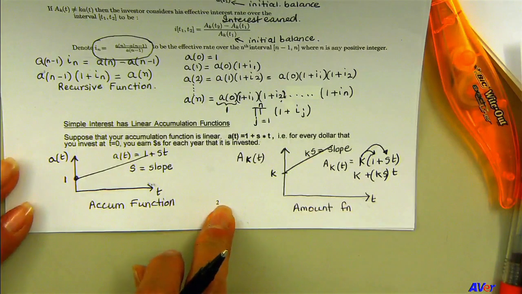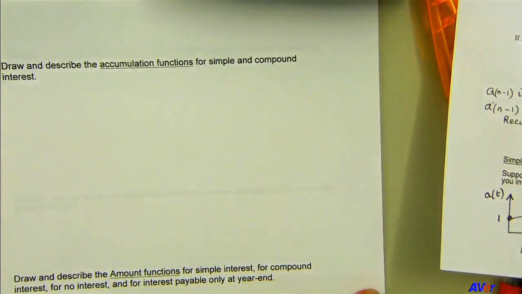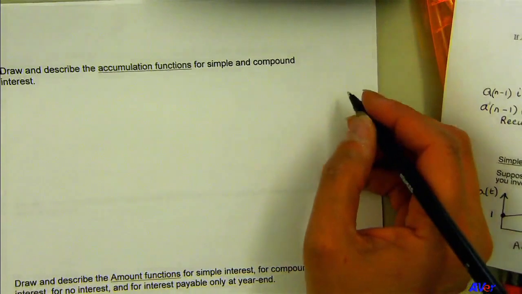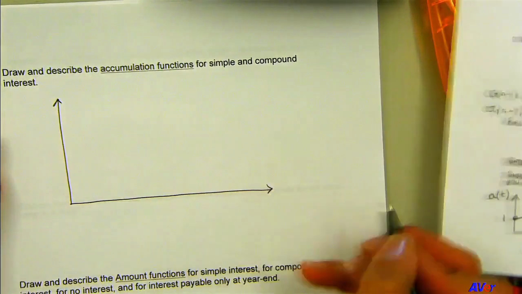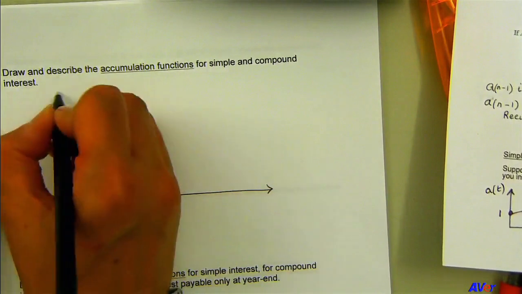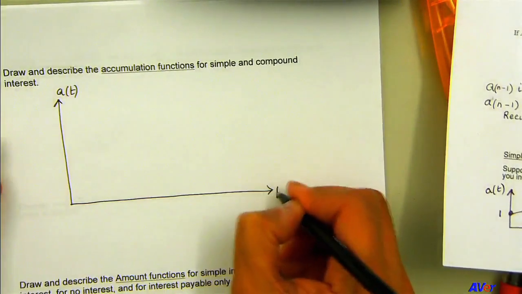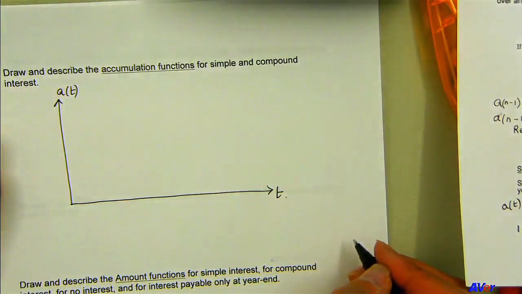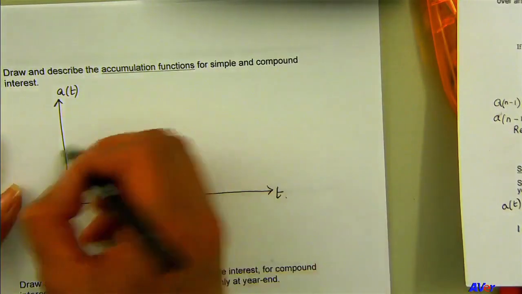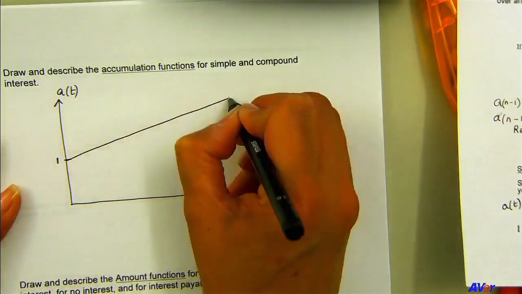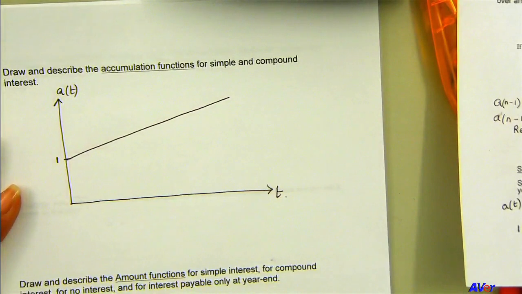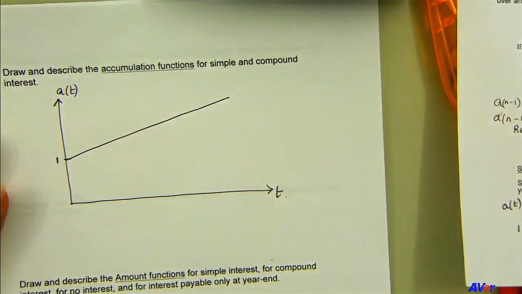Next one, next page. Draw and describe the accumulation functions for simple and compound interest. So simple interest we already know. How about we draw them both on the same graph? Accumulation functions. So they're asking for A of t versus t. Simple versus compound. Let's go. Simple interest looks like this, right? Starts at 1 and goes up. What's the slope? The slope is s, or lowercase i for simple interest, which we call s, right? Are you with me? Yep.